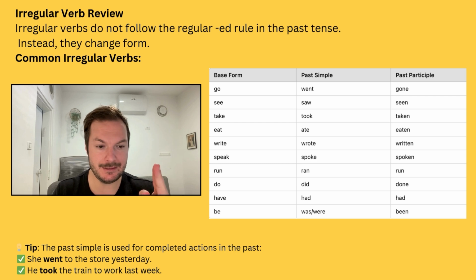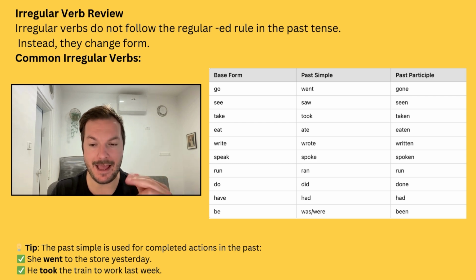Do, did, done. Have, had. And be is was and were in the past, and been for the verb 3.